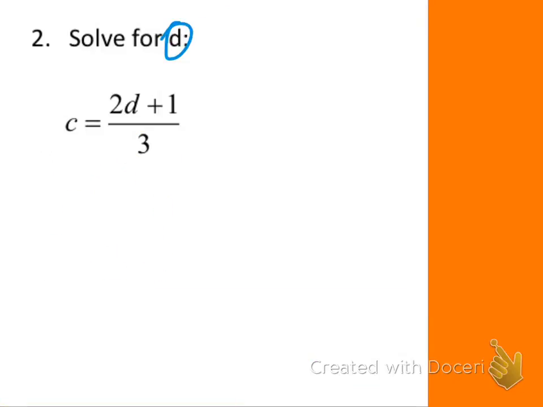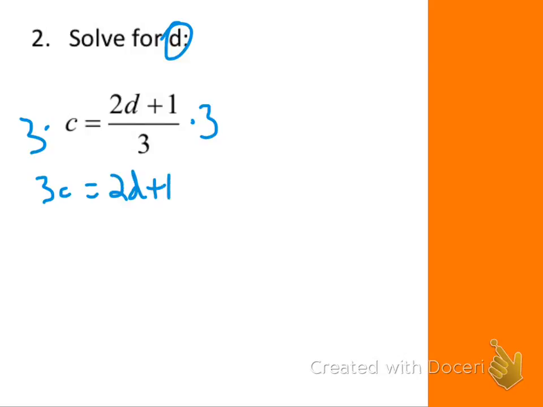Next example, we're going to solve for d. Now there's no squared here. There's actually more numbers in this one, so I want to get the d by itself. If you see, there's a lot of things happening here. There's a 2 being multiplied by the d, then we're adding 1 to it, and then we're dividing by 3. So let's eliminate the fraction first. The opposite of dividing by 3 is multiplying by 3. So I'm going to multiply both sides by 3.